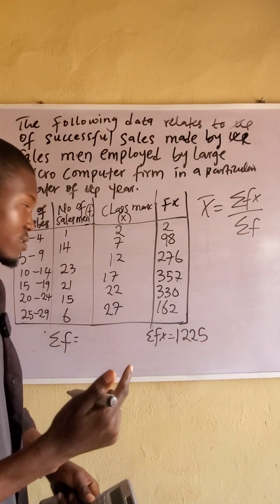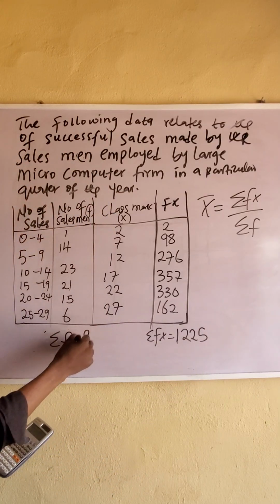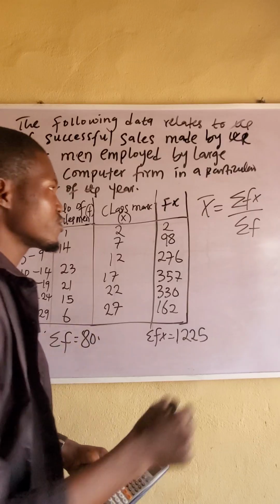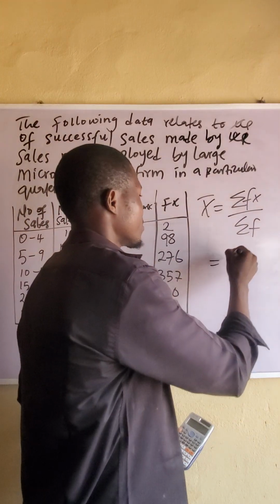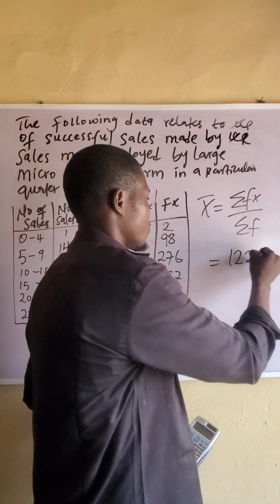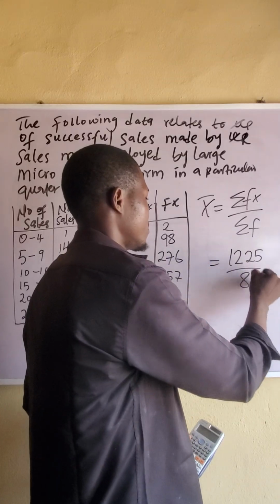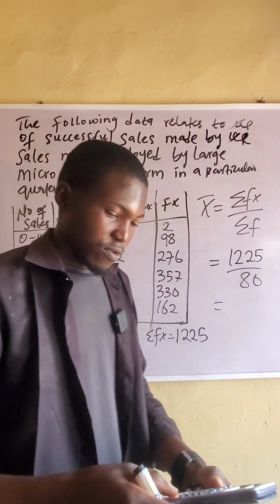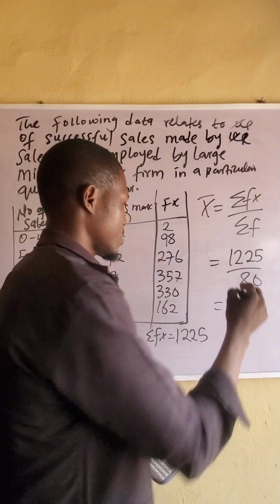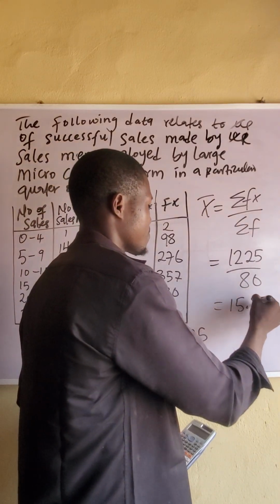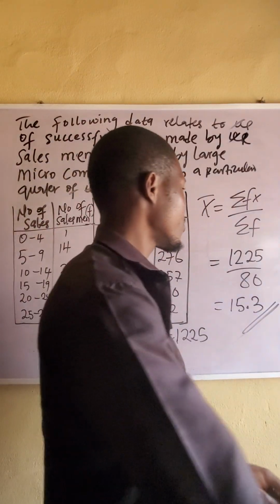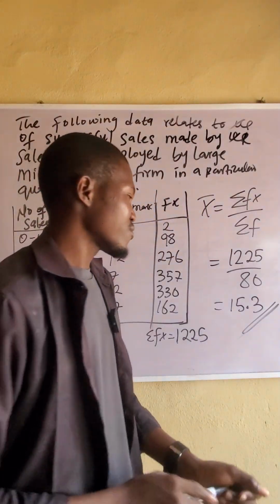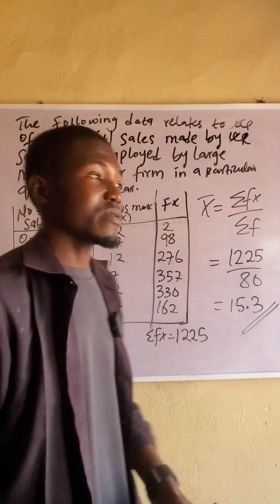Now let's add up the frequencies. When you add this, you're going to get 80. So the arithmetic mean is going to be 1225 divided by 80. Let's check the calculator again. That will give us 15.3. So that's how you solve it. The arithmetic mean is 15.3.